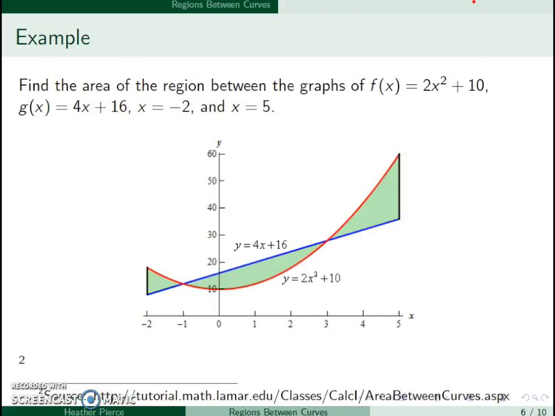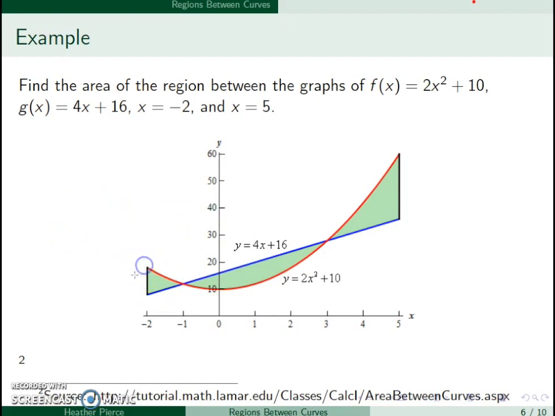So now let's look at this integral. We want to find the area of the region between the graphs of f of x equal to 2x squared plus 10, g of x equal to 4x plus 16, x equal to negative 2, and x equal to 5. And here's the graph that corresponds to that. And you can notice that there are 3 different regions here. And those are each going to correspond to different integrals.